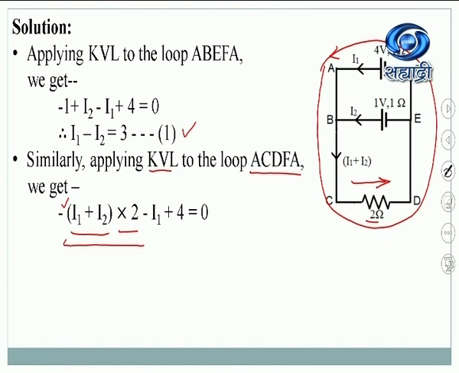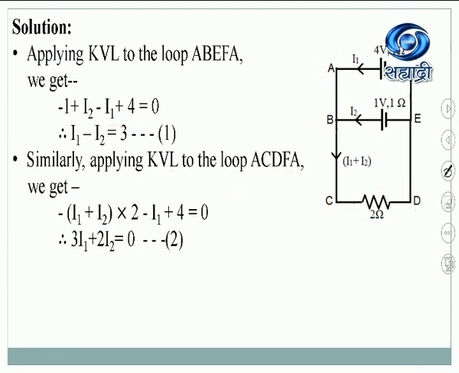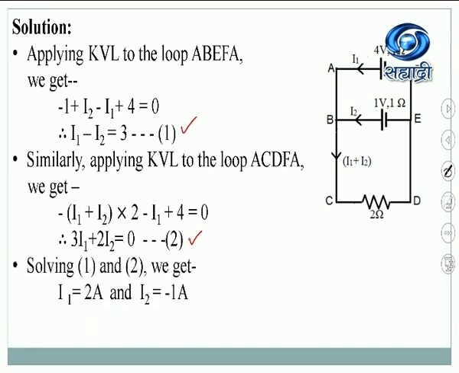Then next, from F to A, we had seen before, same thing. Here it is minus I1 plus I4, same. So that is equal to 0. So when we apply Kirchhoff's voltage law to this loop, what we get is 3 times I1 plus 2 times I2 equal to 0. So this is the second equation. We got 2 equations for 2 unknowns, I1 and I2. So simultaneously we can solve equations 1 and 2, and we get I1 equal to 2 ampere and I2 equal to minus 1 ampere.